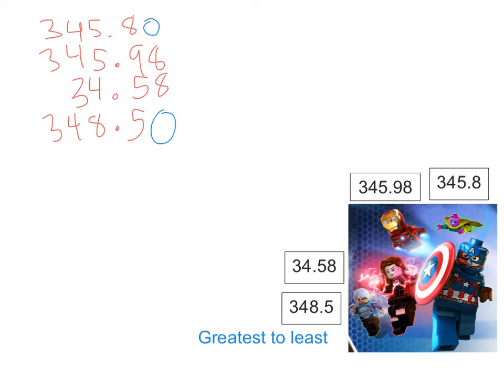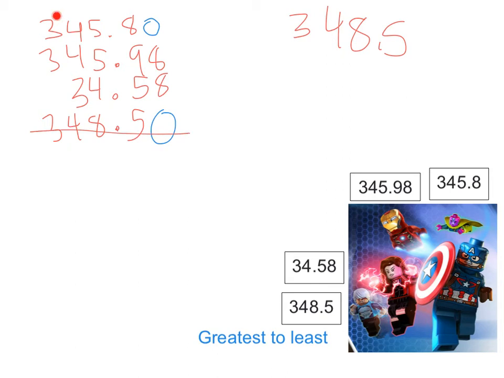Now, if we're going greatest to least, we want the biggest one first. So who was the fastest? So we're looking at place values. 3, 3, 3. Those all match up. 4, 4, 4. Those all match up. 5, 5, 8. Well, now we see the 8 didn't match with the 5. So 348.5, or Quicksilver's speed, is the fastest.